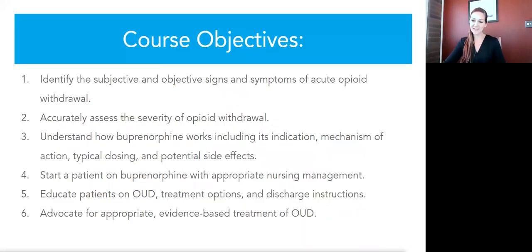And let's go over our course objectives. Identify the subjective and objective signs and symptoms of acute opioid withdrawal. Accurately assess the severity of opioid withdrawal. Understand how buprenorphine works, including its indication, mechanism of action, typical dosing, and potential side effects. Start a patient on Bupe with appropriate nursing management. Educate patients on opioid use disorder, treatment options, and discharge instructions, and advocate for appropriate evidence-based treatment of opioid use disorder.